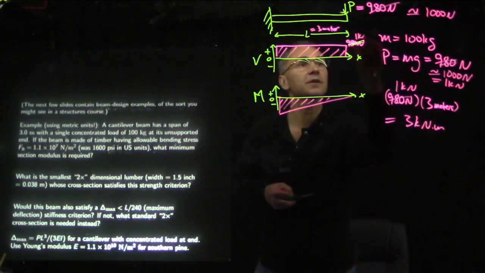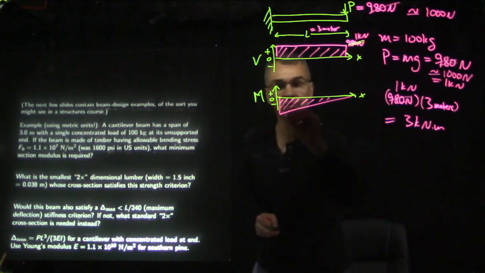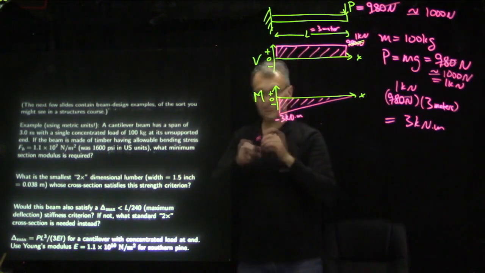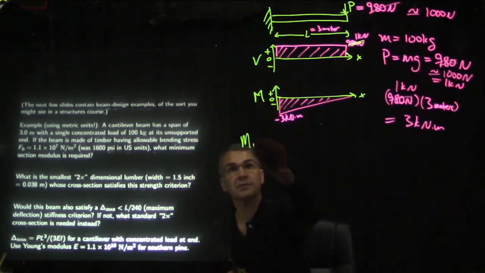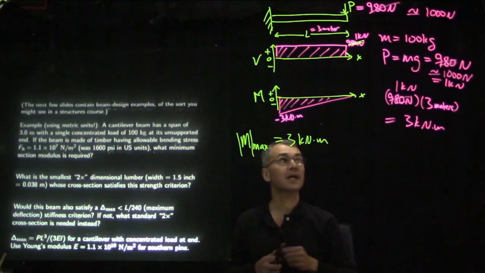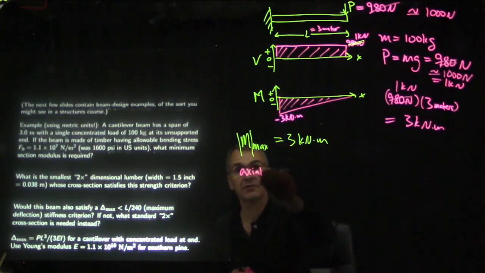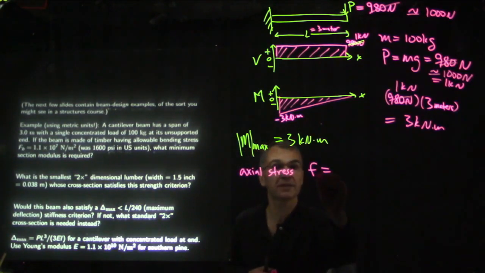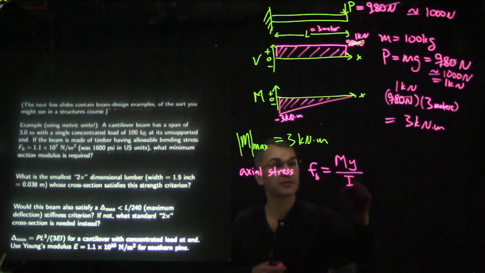So we're going to say 1 kilonewton because that's a lot simpler. Then this is minus 3 kilonewton meters. So that tells us M max in absolute value is 3 kilonewton meters. And we have an earlier result for axial stress. F axial, I think it's often B for bending, is the bending moment times the height above the neutral surface divided by the second moment of area.